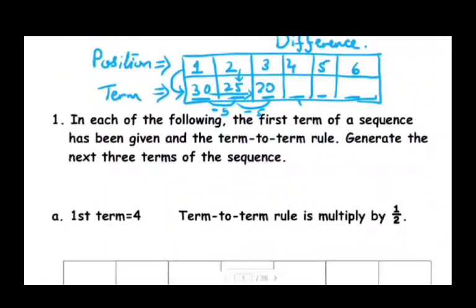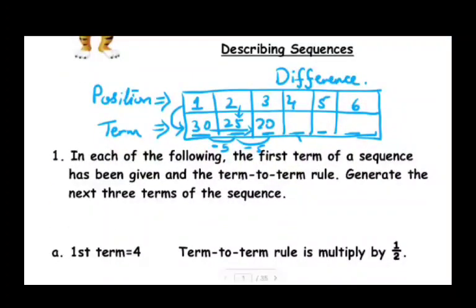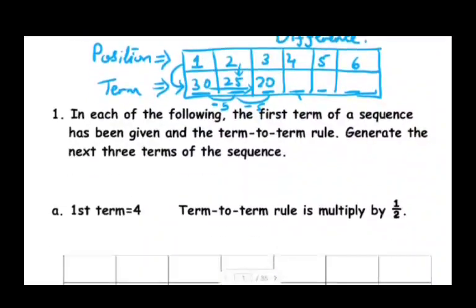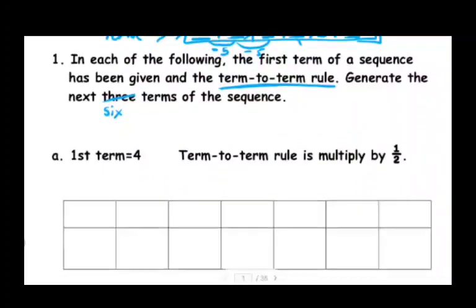Let's read the first sum. In each of the following, the first term of a sequence has been given and the term-to-term rule. I will explain the meaning of term-to-term rule to you. Generate the next 3 terms of the sequence. So that you understand it better, instead of the next 3 terms, we will do the next 6 terms. Alright, children? So, here we go with the first sum.